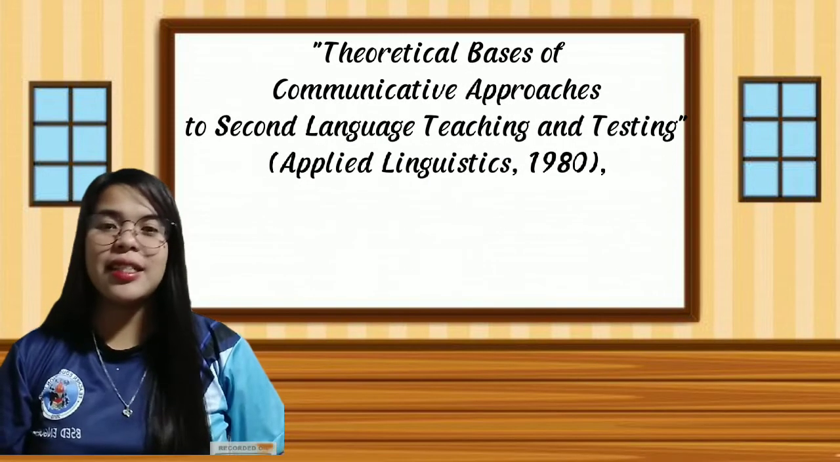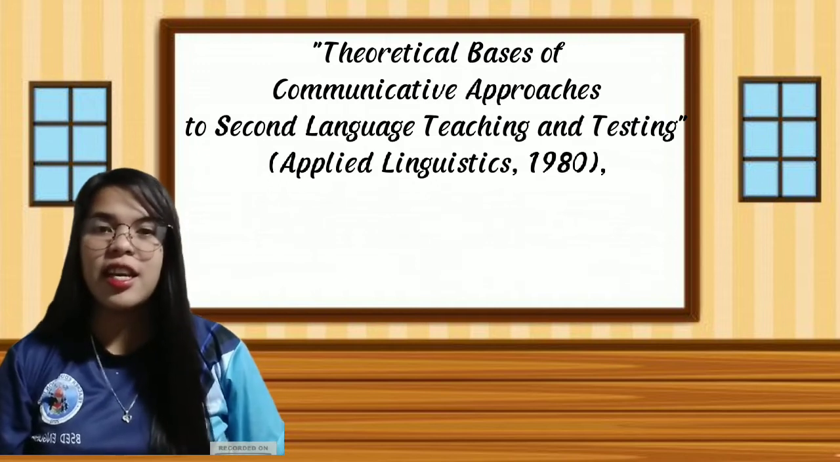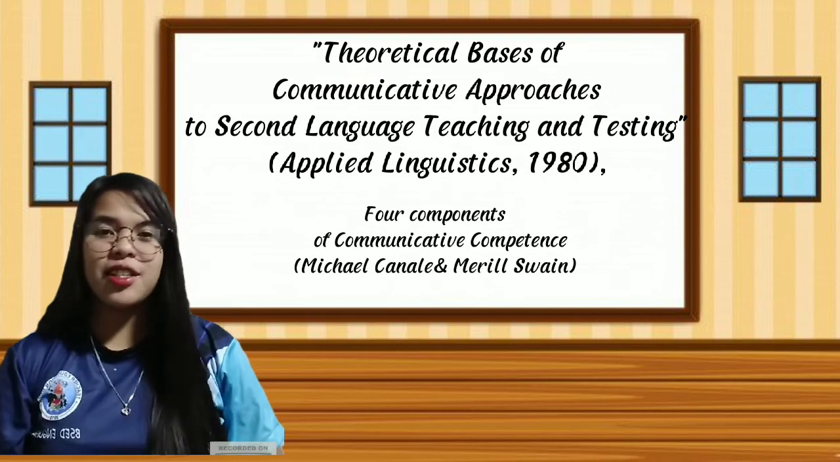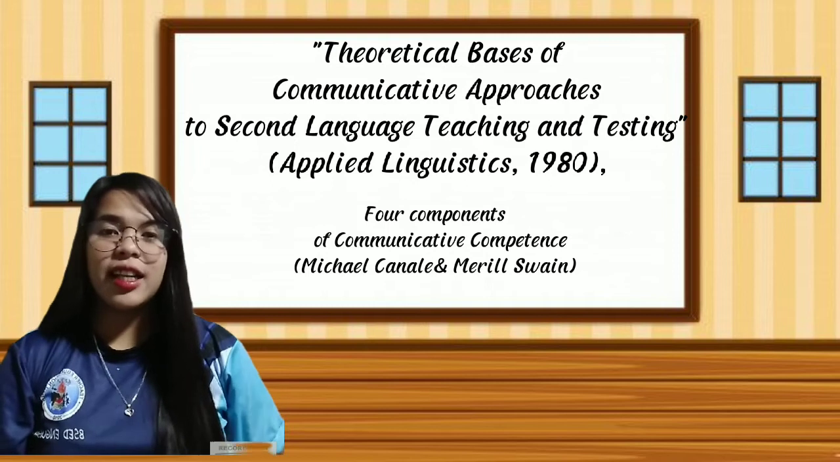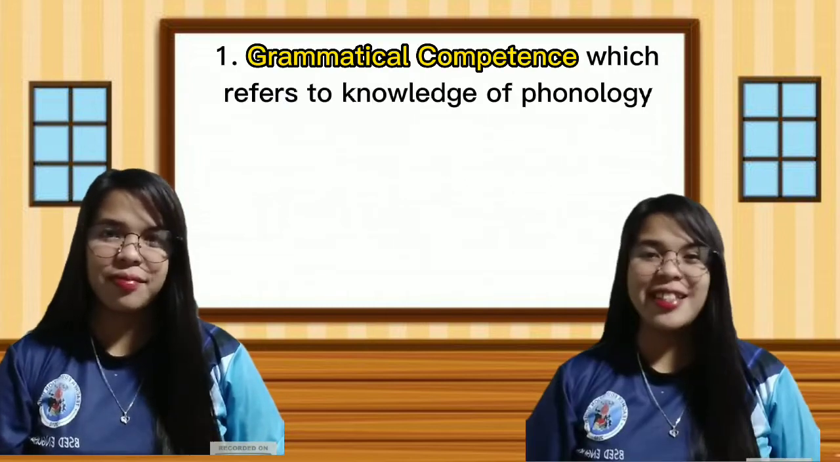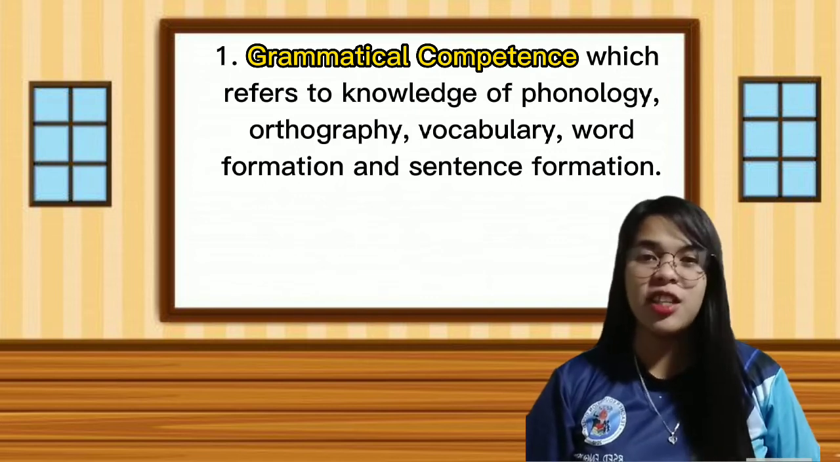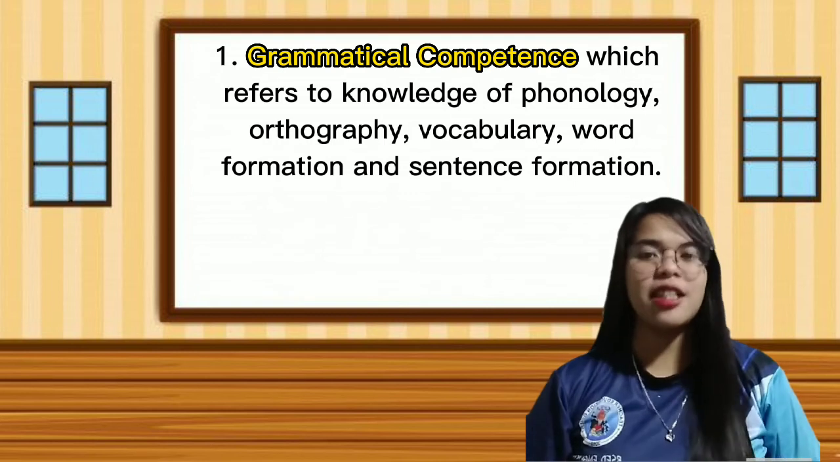In the theoretical basis of communicative approaches to second language teaching and testing in applied linguistics in 1980, there are four components of communicative competence identified by Michael Canale and Merrill Swain. First is grammatical competence, which refers to knowledge of phonology, orthography, vocabulary, word formation, and sentence formation.